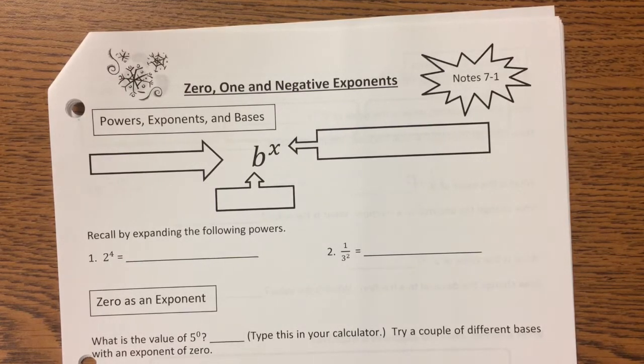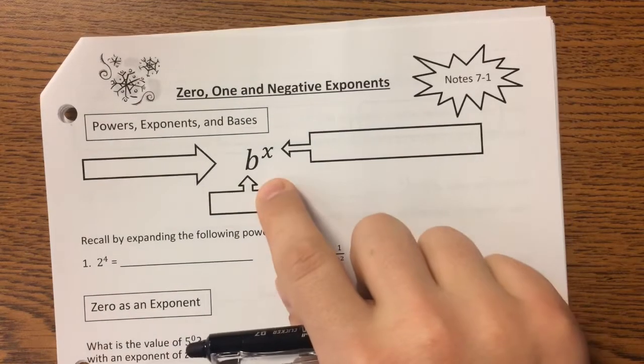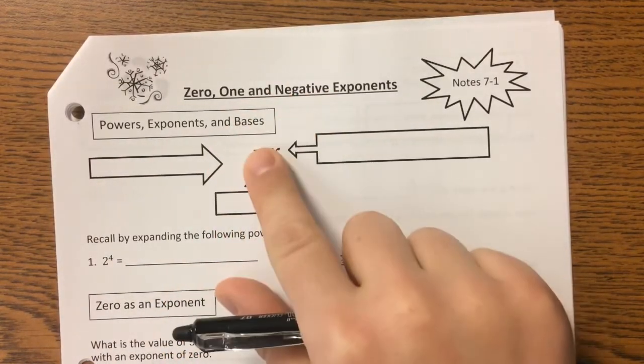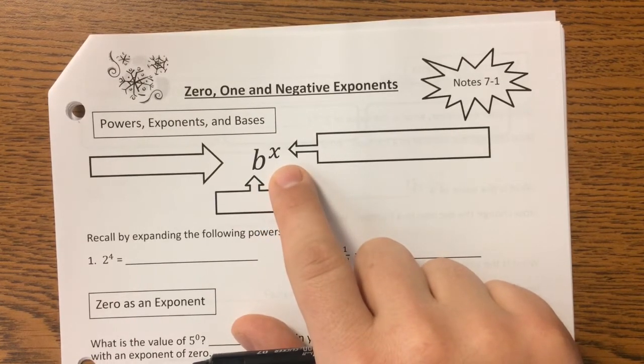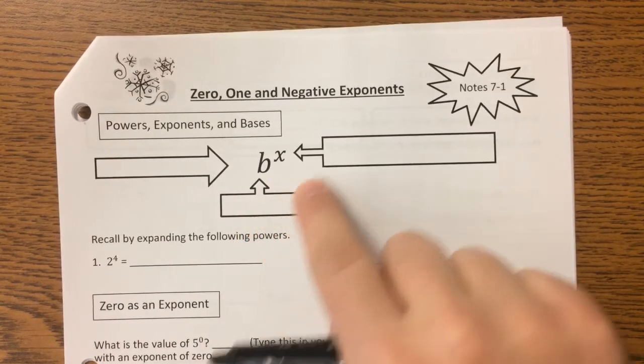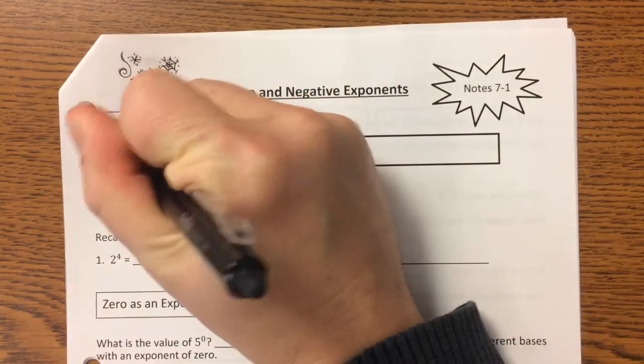So we're going to kick these notes off by defining what an exponent is, getting some of the vocabulary down so that we can all be on the same page. So this is a power. When you have a number raised to another number, an exponent, this entire thing we call a power.